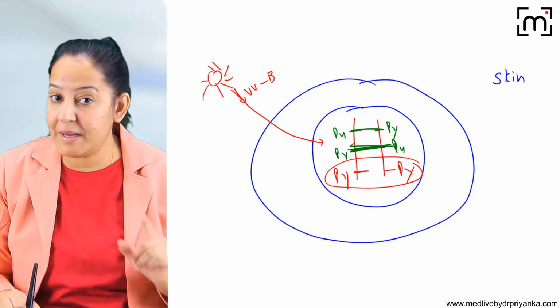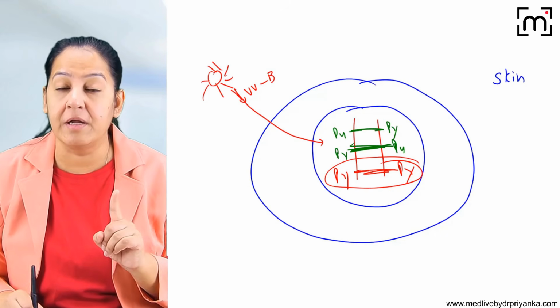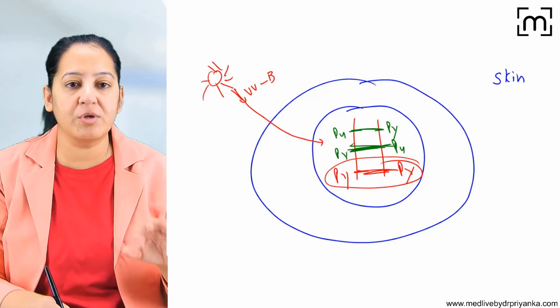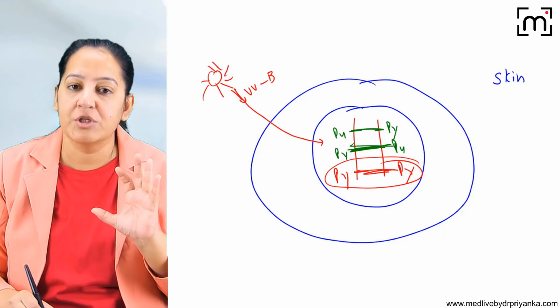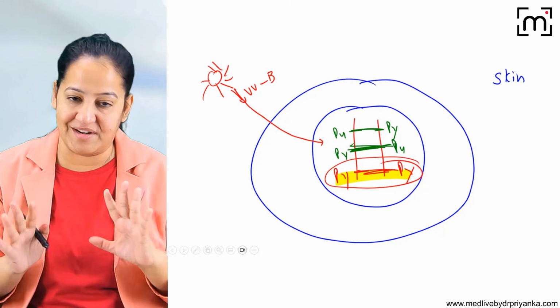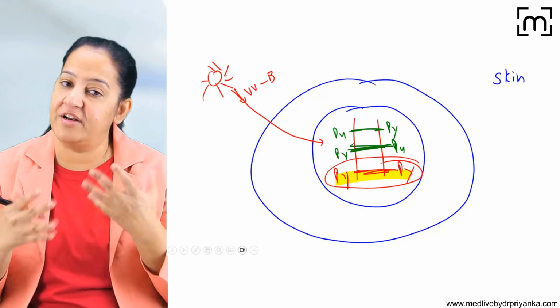Normally, pyrimidine-pyrimidine dimer is not there. Purine forms bonds with pyrimidine. But because of UVB, pyrimidine-pyrimidine dimer is formed and that portion is mutated. So whatever gene is present on the DNA here, that is mutated.